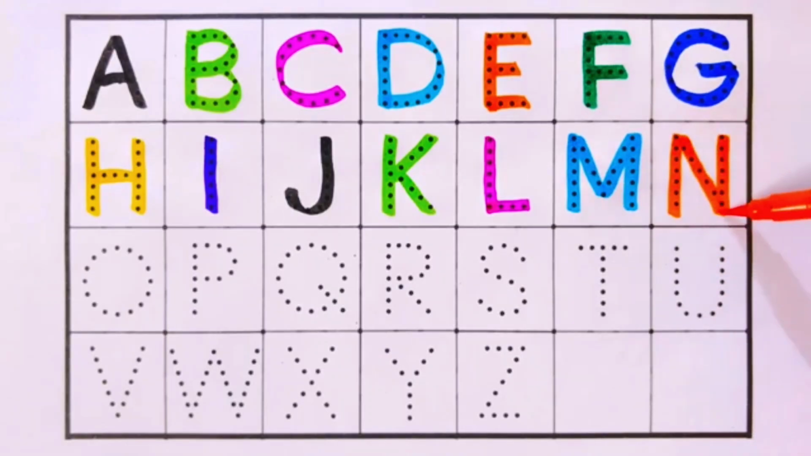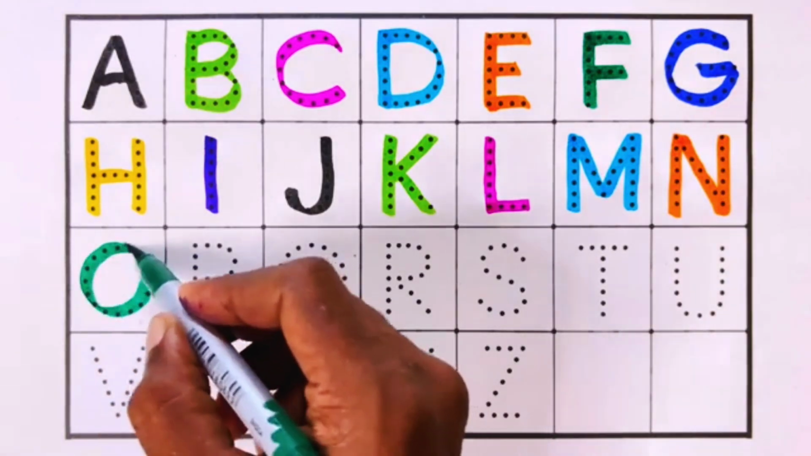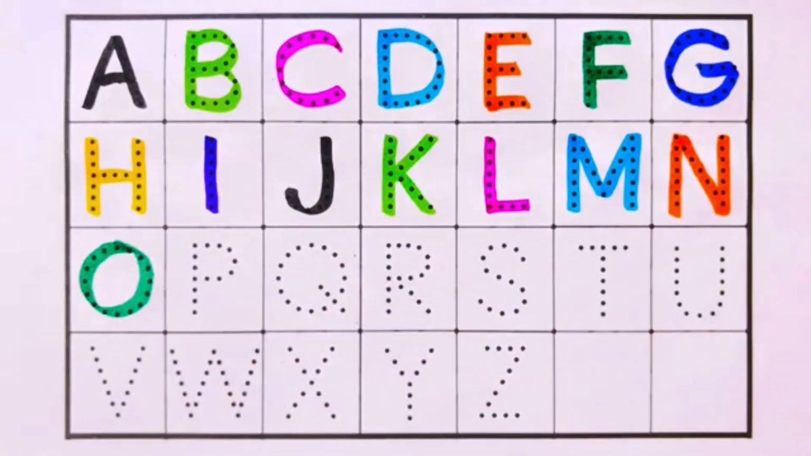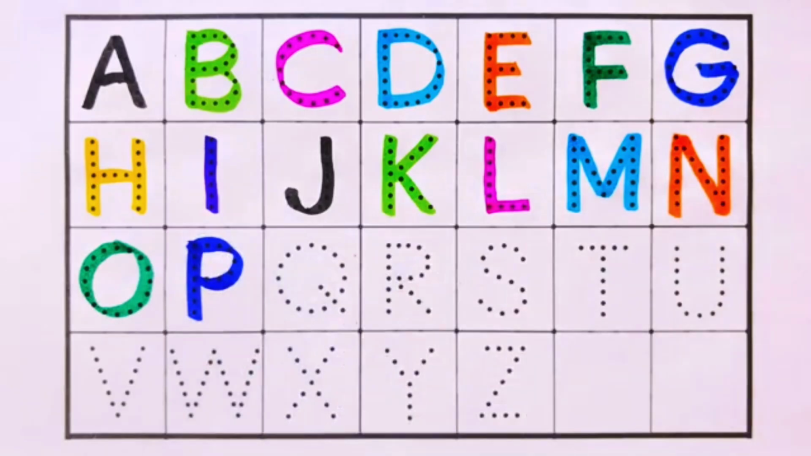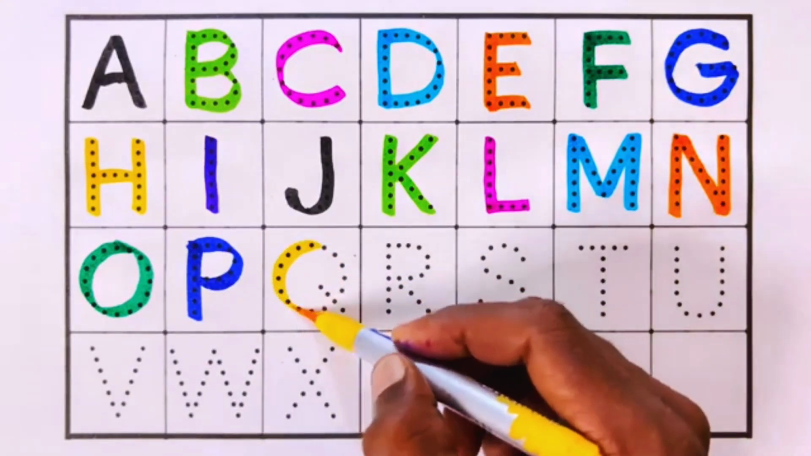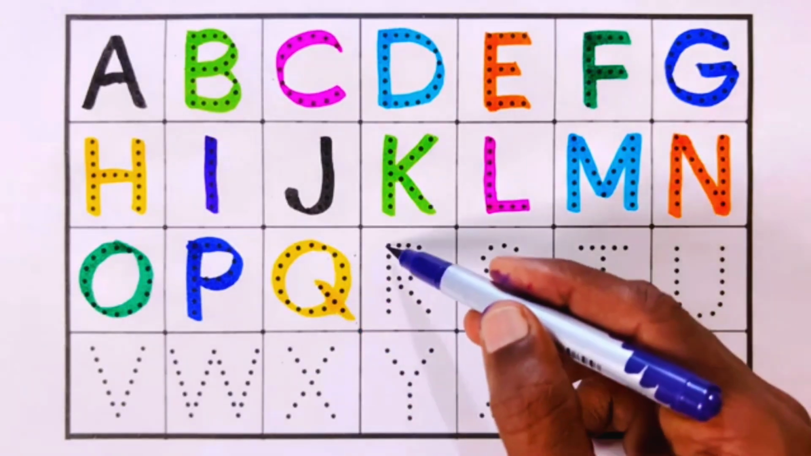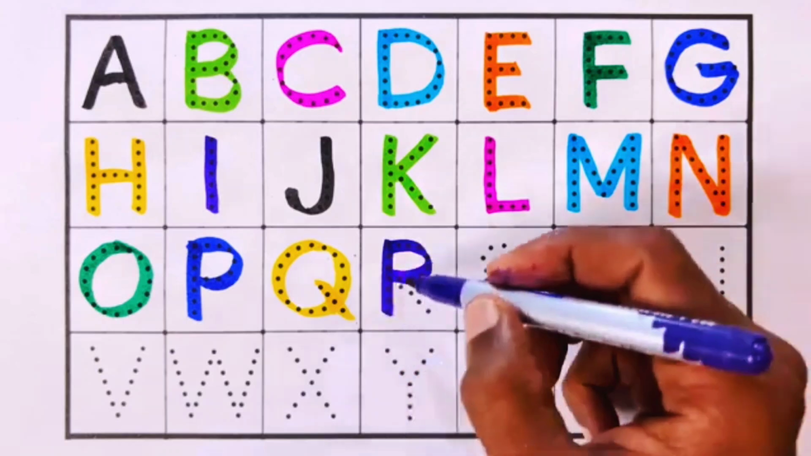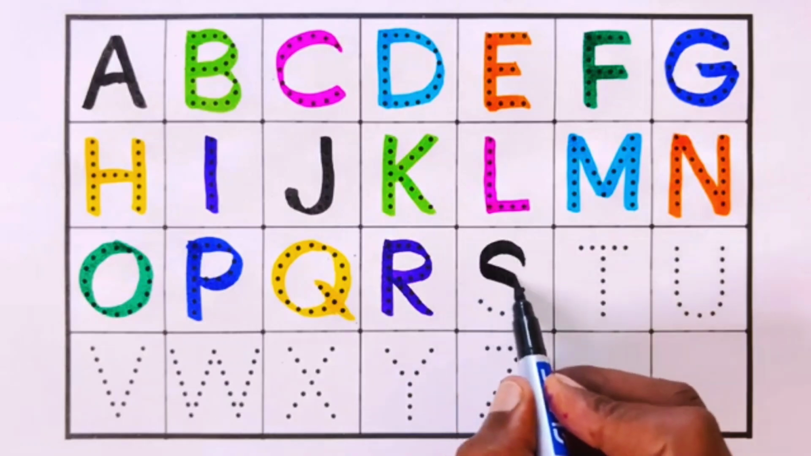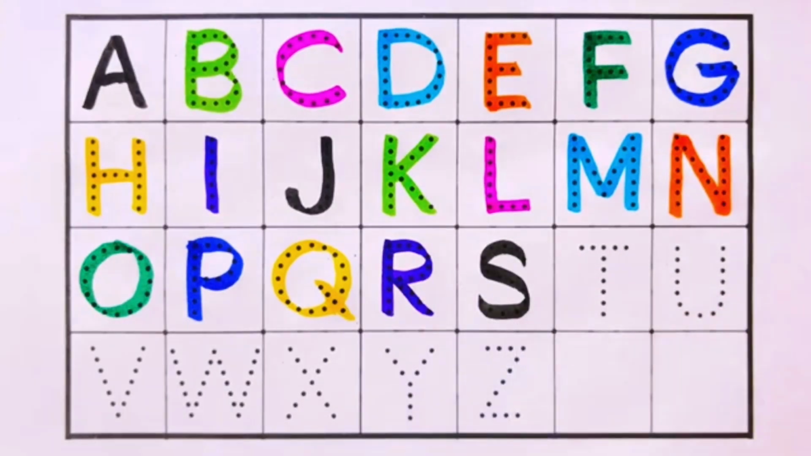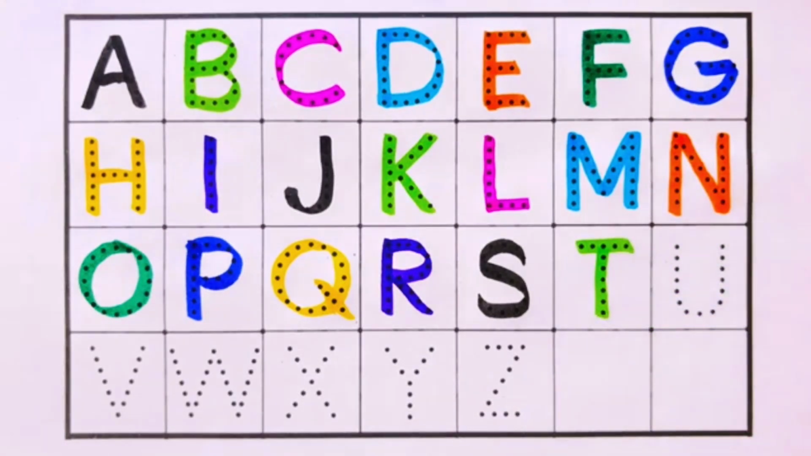N for nest, O for orange, P for pink, Q for queen, R for rose, S for Sunday, T for tiger.